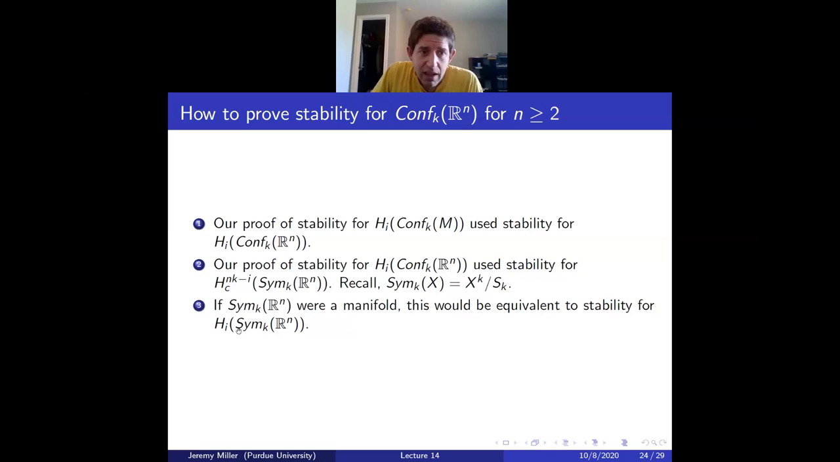In fact, even the homology of these spaces is completely boring. It's just Z in degree 0, and zero in higher degrees, but the compactly supported cohomology of these spaces is very non-trivial.